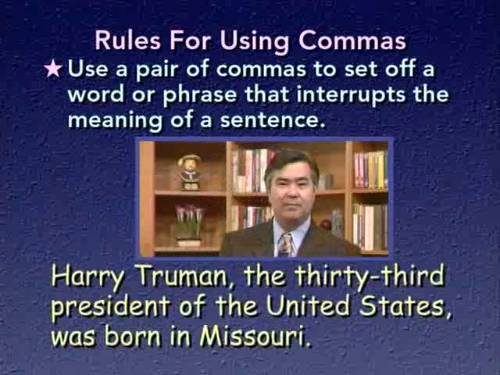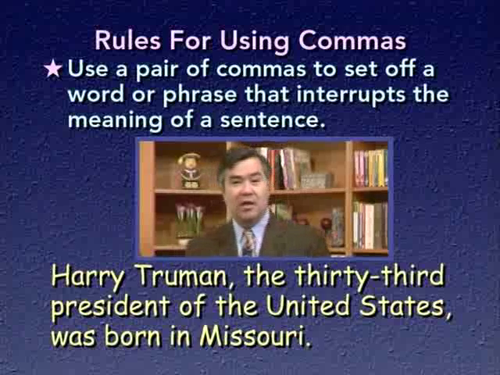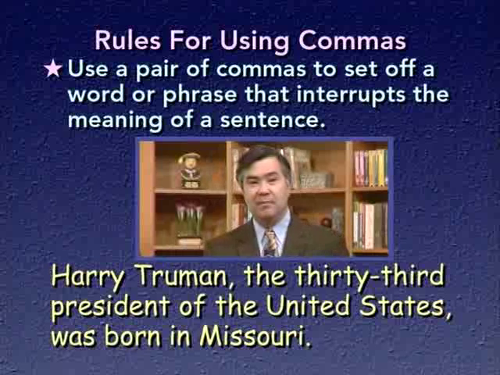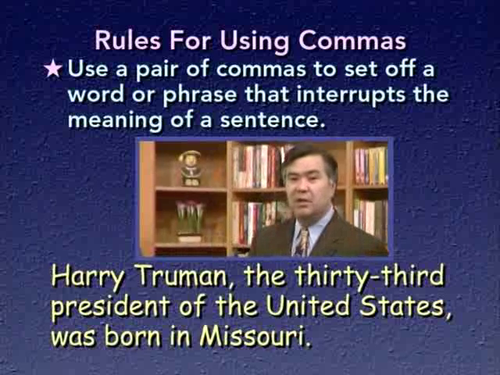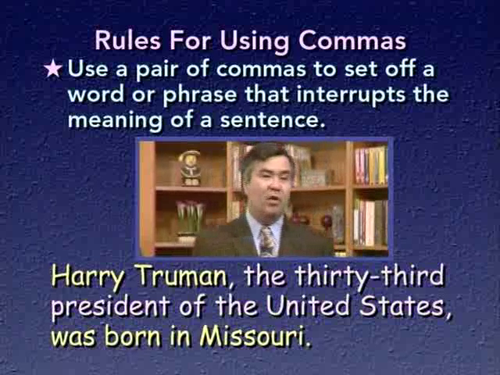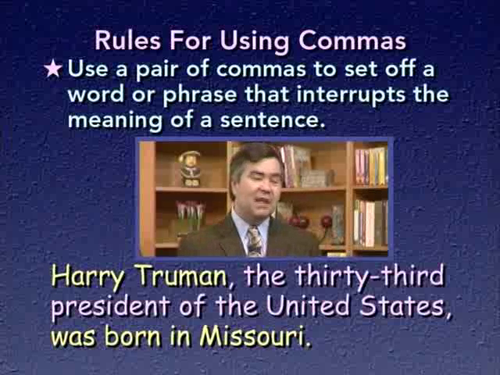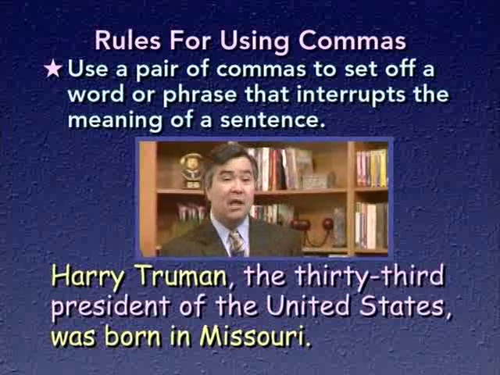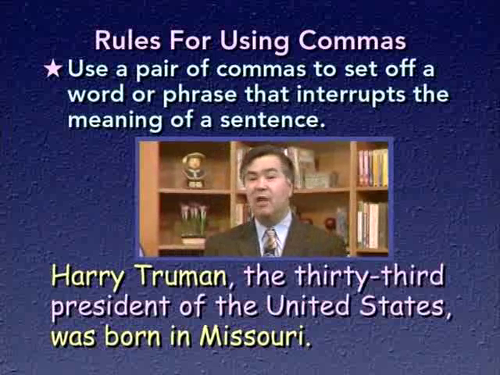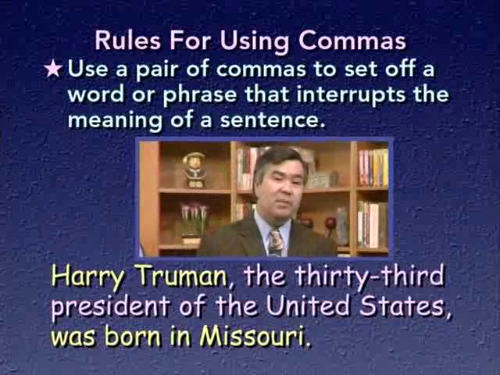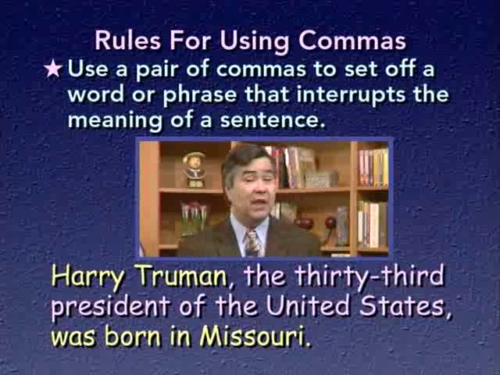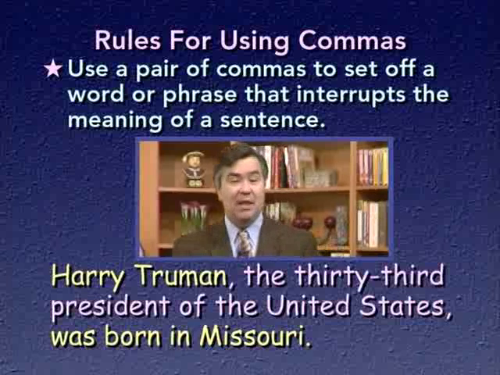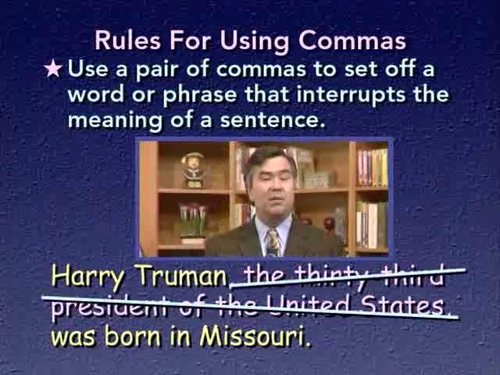Here's an example. Harry Truman, the 33rd President of the United States, was born in Missouri. Now we have a group of words in the middle of the sentence here, the 33rd President of the United States. That tells a little bit more about Harry Truman. It's an interesting and important fact. But notice that it interrupts the main flow of the sentence. We can tell this because if we eliminate those words altogether, what is left still makes sense and still has the same meaning. Harry Truman was born in Missouri.